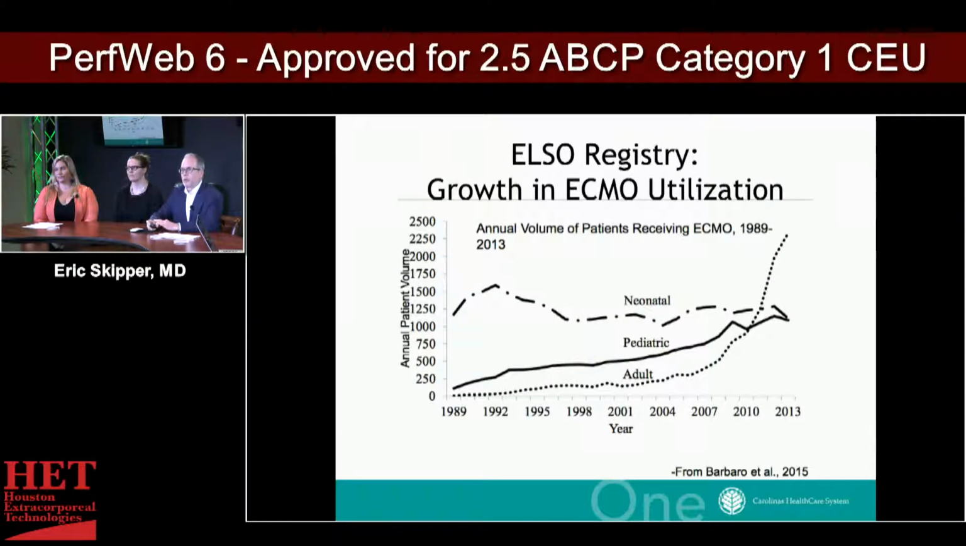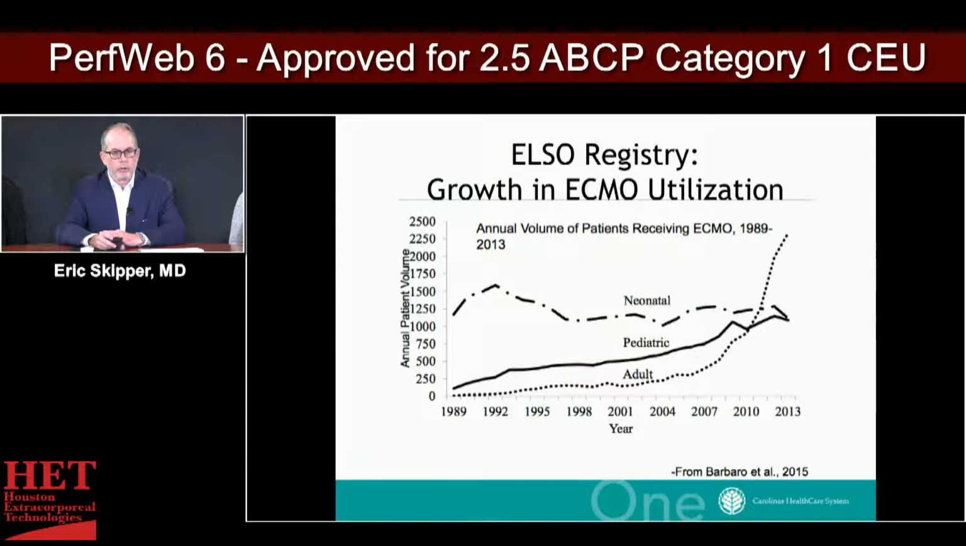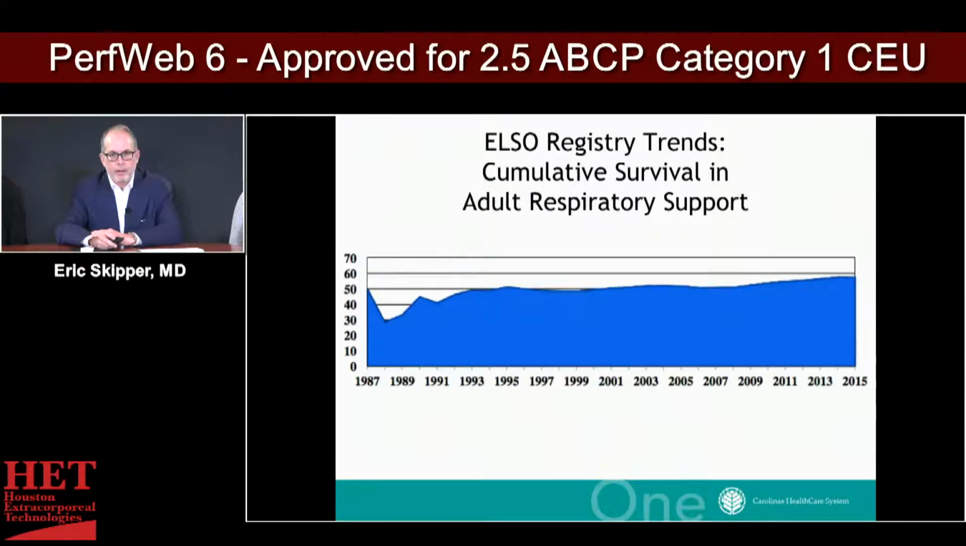If you look at this another way, you see this exponential upsweep beginning about 2007, 2008 in the adult curve shown on the bottom dashed line. If you look at cumulative survival in adult respiratory, not cardiac, but adult pulmonary support, we see that the survival rate has been relatively flat with a mild upsweep starting in about 2007, 2008, but really hasn't significantly changed over the last decade, decade and a half.